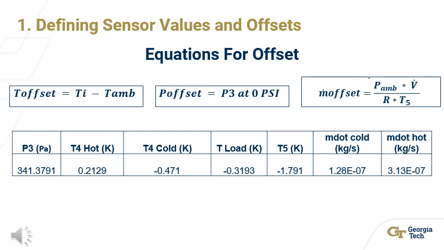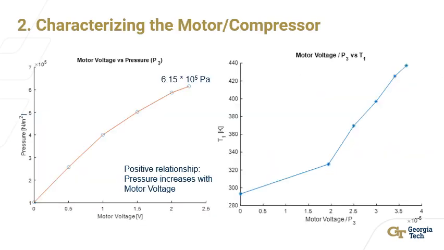The offsets for each value will later be subtracted from each of its corresponding values at different pressures to obtain the true experimental value. On the left, motor voltage is plotted against pressure out of the compressor, P3. As you expect, increasing motor voltage increases pressure. This is because the motor is acting as a compressor, and increasing voltage increases the RPM of the compressor.